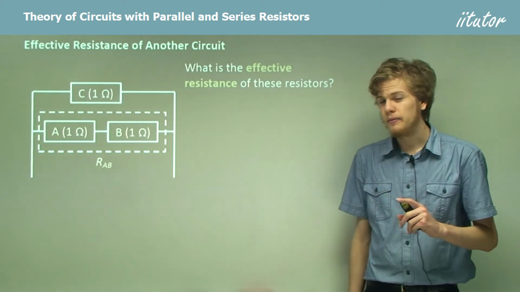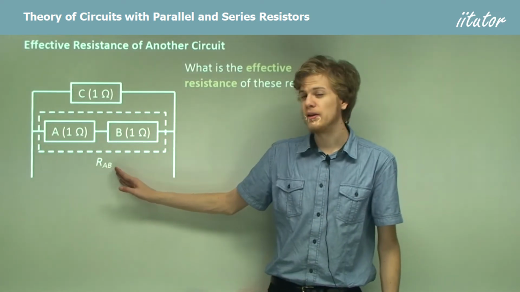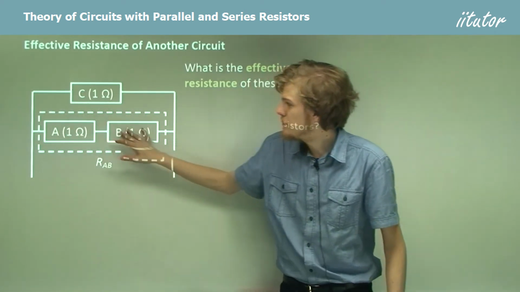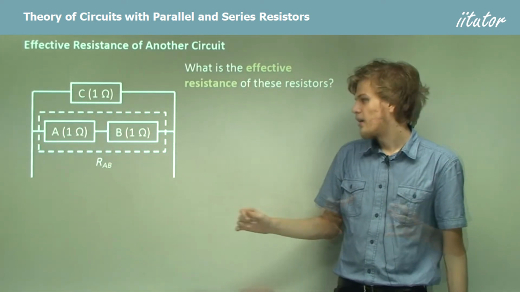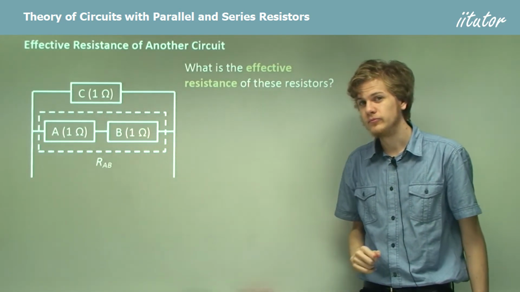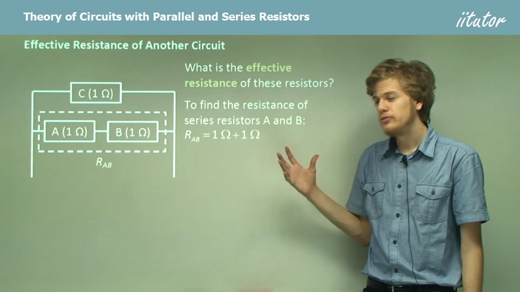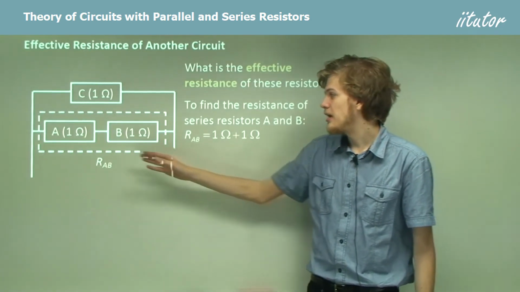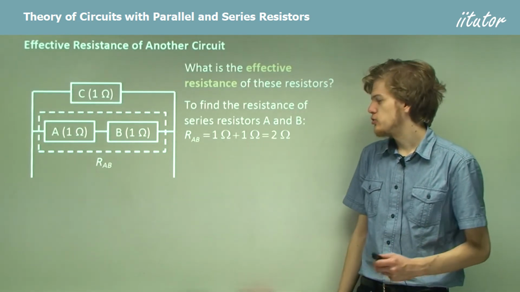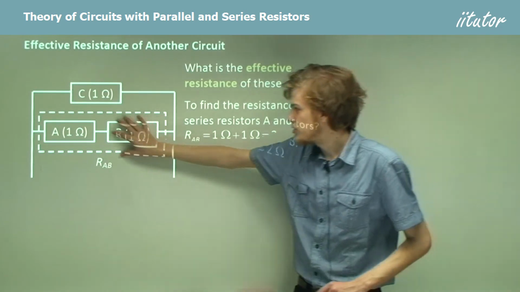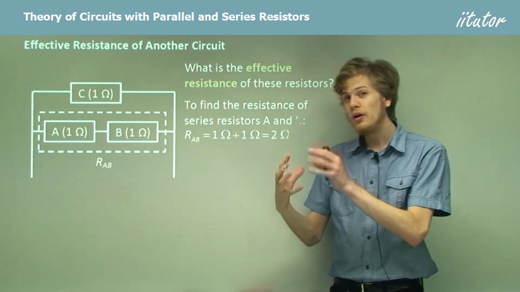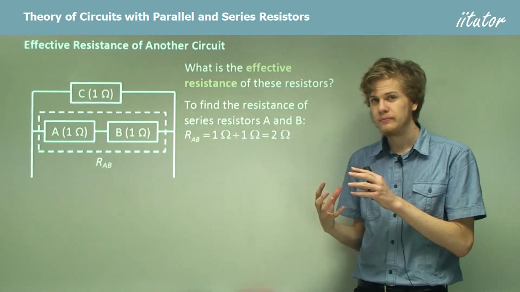So in order to figure this one out, we're going to take A and B as a single group again, because they're nice and close together. We can then treat AB as just one big resistor, and this one big resistor is then in parallel with C, right? So to find the resistance of series resistors, that is A and B, which are in series with one another, it's just 1 ohm plus 1 ohm, which gives us 2 ohms. So the total resistance of this branch of the circuit is 2 ohms, and we can treat A and B as just one big 2 ohm resistor, right?